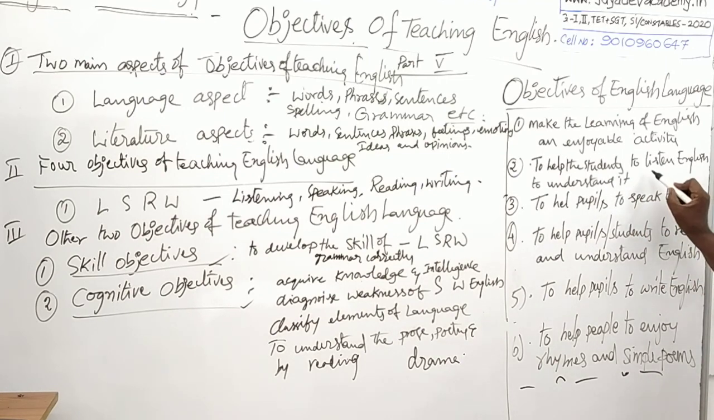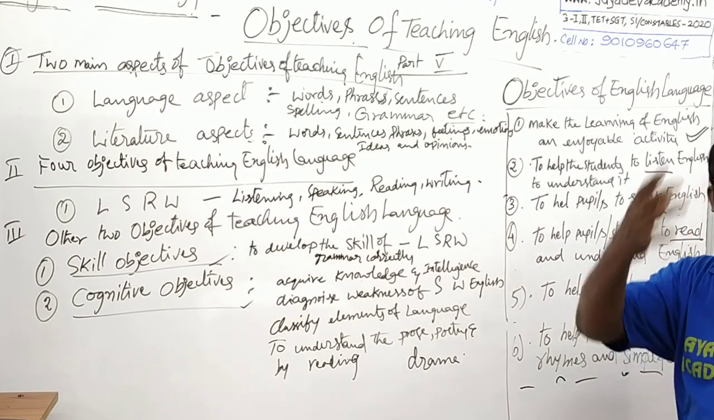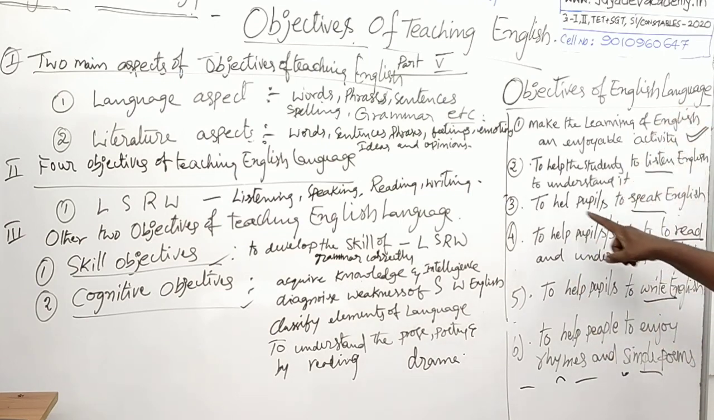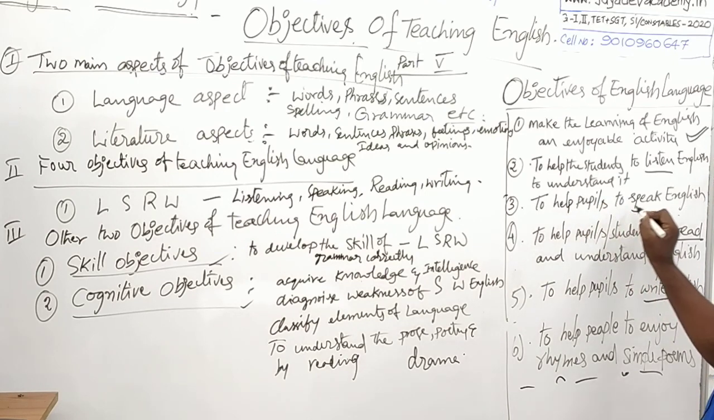So here also listening, speaking, reading and writing. These are the 4 skills we have taken into consideration. And here the teacher should develop interest in the mind of the students when he is teaching the lesson. So, to help pupils, means students, to help the students to speak English.